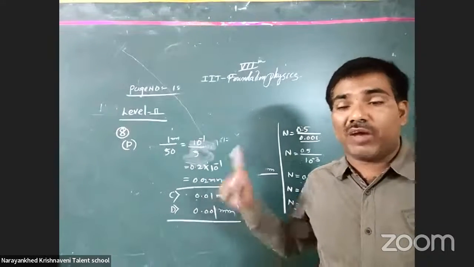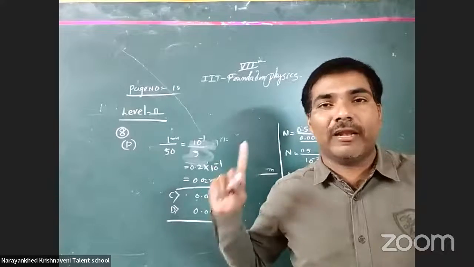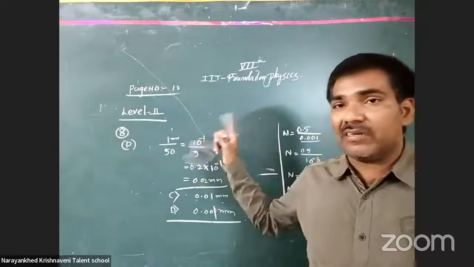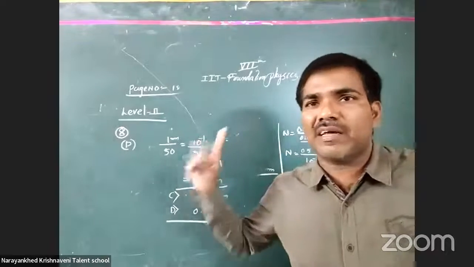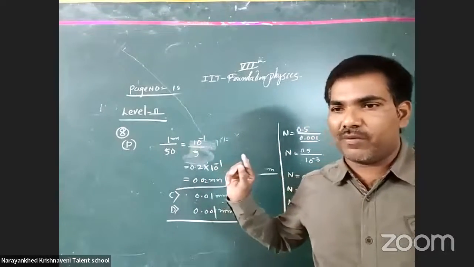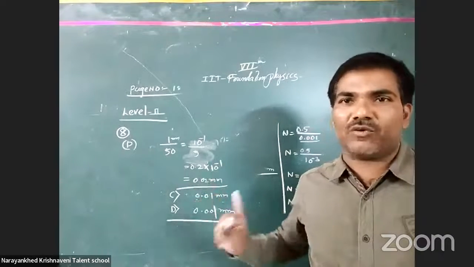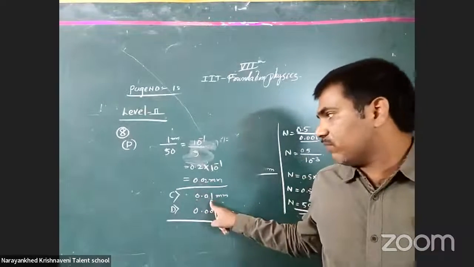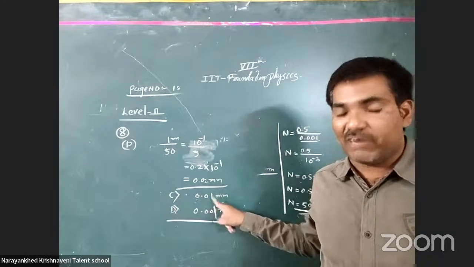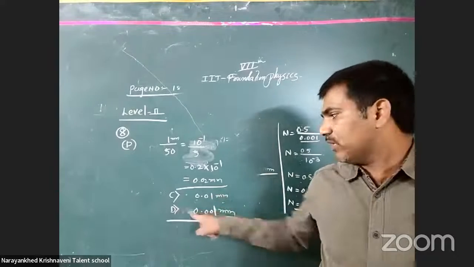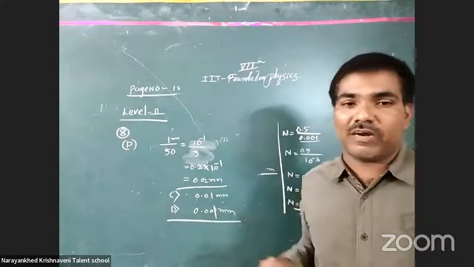0.001 means what? 1 by thousandth part of a millimeter. Okay, clear or not? Our first option A gives what? 1 by 10th part of a millimeter only. Second option 0.02, 1 by 20th part of a millimeter. Sorry, this one is 1 by 100th part of a millimeter. It is about 1 by 1000th part also.